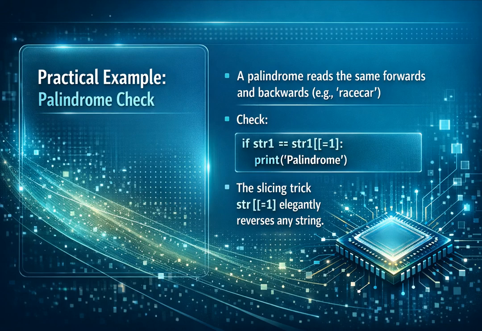A palindrome is a string that reads the same forwards and backwards, like "racecar". To check for a palindrome, simply compare the string with its reverse. The reverse is obtained using slicing with a step of -1. If they are equal, the string is a palindrome.